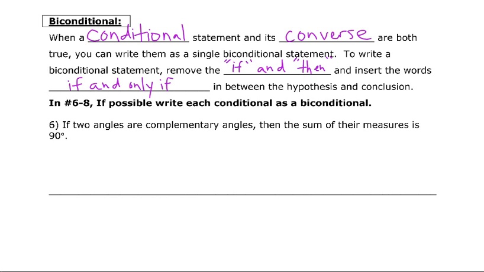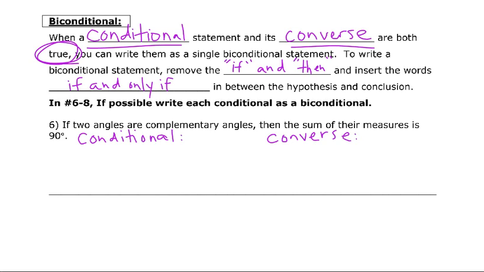So for number 6, if possible, write each conditional as a biconditional. So we need to make sure that the conditional and the converse are both true. If they're not true, then we cannot write a biconditional statement. All right, so for the conditional, we can check just the way it is right now. So if two angles are complementary angles, think if they add up to be 90 degrees, then the sum of their measures is 90 degrees. Well, that will always be true.